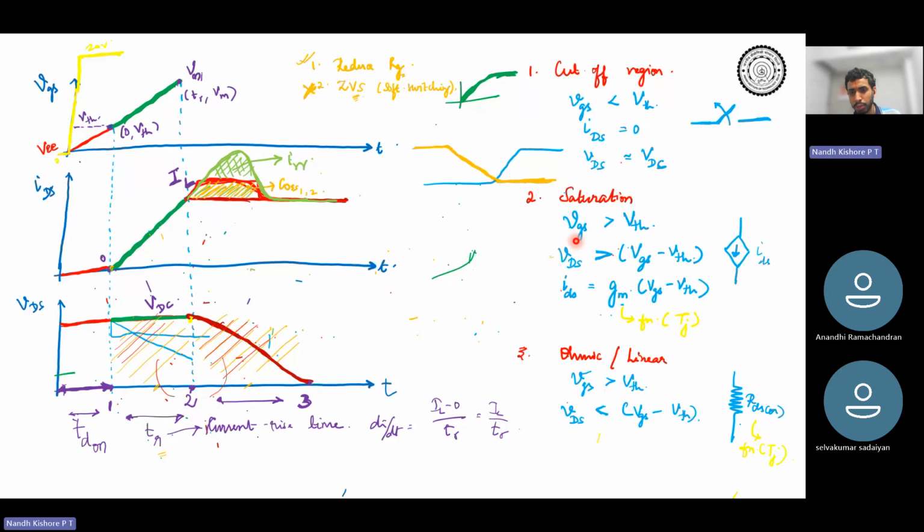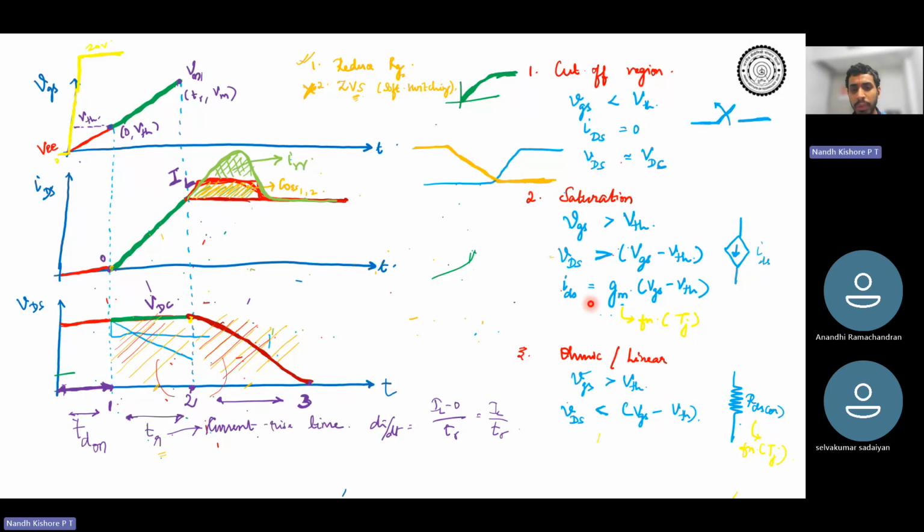If your VDS is more than VGS minus V threshold, and as VGS increases this difference will also change, right? But if your VDS is more than VGS minus V threshold, then it is in saturation region, right? And it behaves like a voltage controlled current source. This is something we saw in the last class as well. It behaves like a voltage controlled current source where the controlling voltage is VGS. So the controlling voltage is VGS and it's a current source. The current source is basically the channel current or the drain source current.